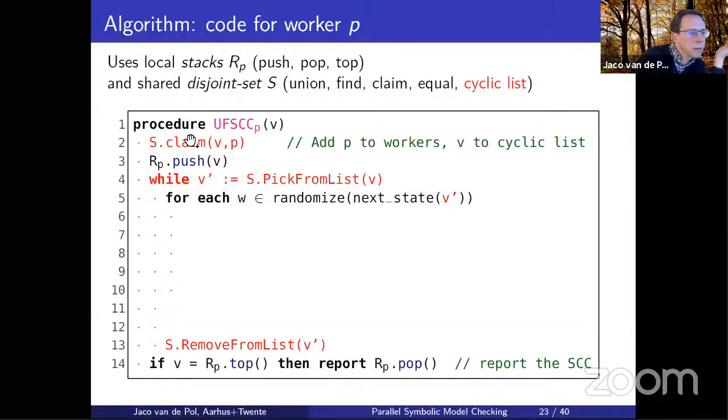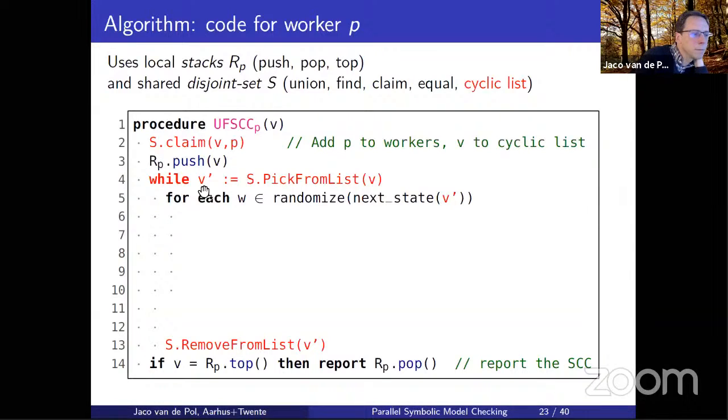And then we proceed like Dijkstra. We push V on the stack. Now the stack is local to worker P. So every worker has just its own stack. The stacks are not shared. So we push V to the local stack of process P, RP.